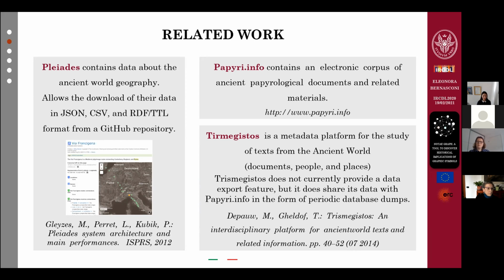Trismegistos is a metadata platform for the study of text from the ancient world. Contains documents, people, and places, but does not currently provide a data export feature. It does share its data with papyri.info in the form of periodic database dumps.